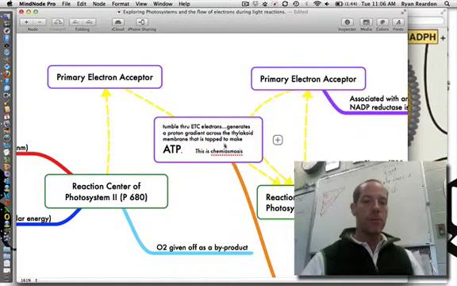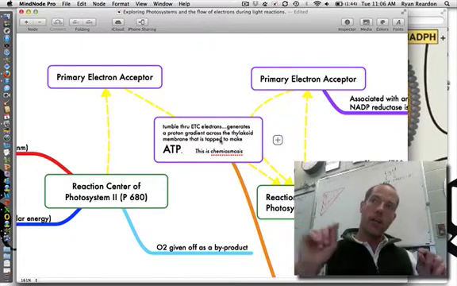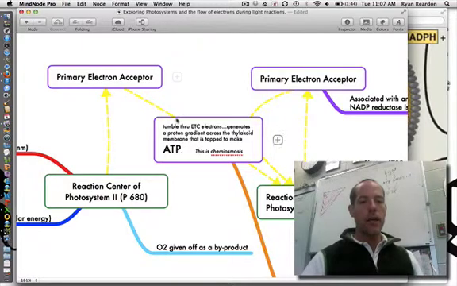This is chemiosmosis. So think about everything you know about mitochondria. Go watch my little talk on electron transport chains and oxidative phosphorylation inside the mitochondria, and imagine that that same thing is happening along the thylakoid membrane of the chloroplast. And again, these electrons tumble down electron transport chains. That energy is coupled to the chemiosmotic production of ATP.